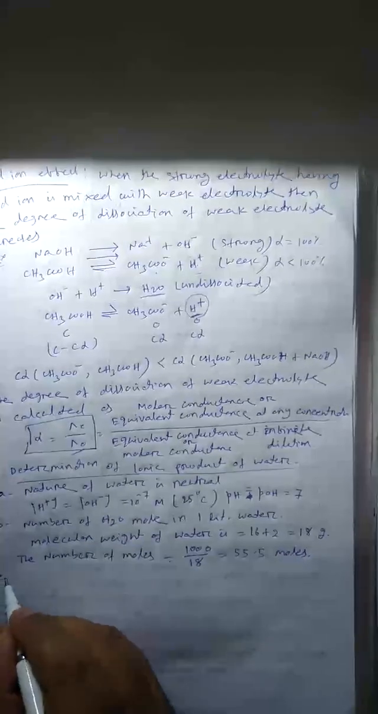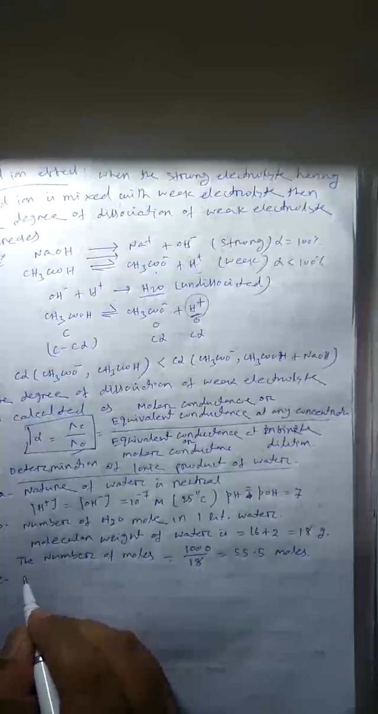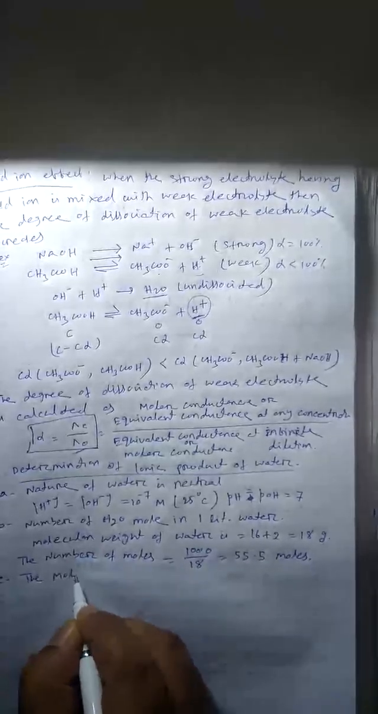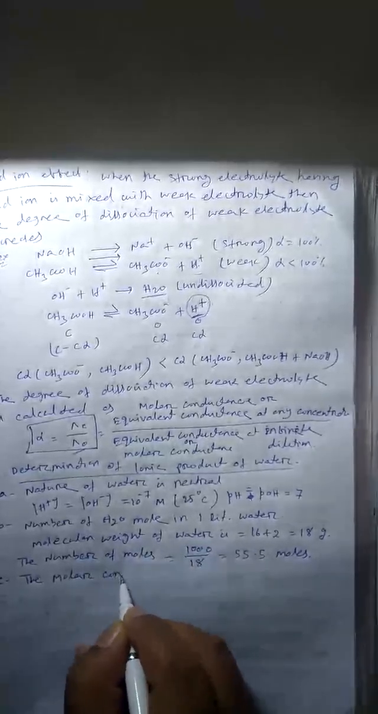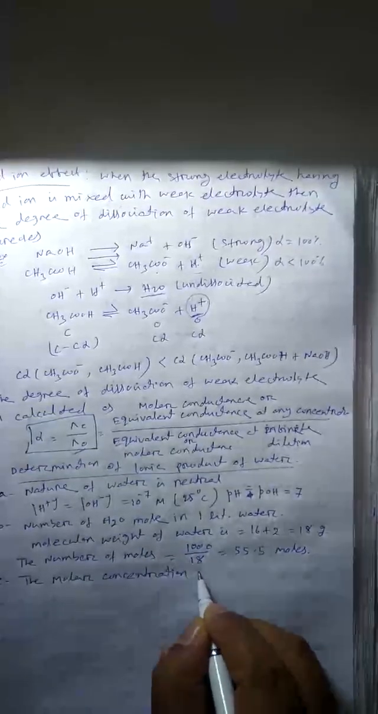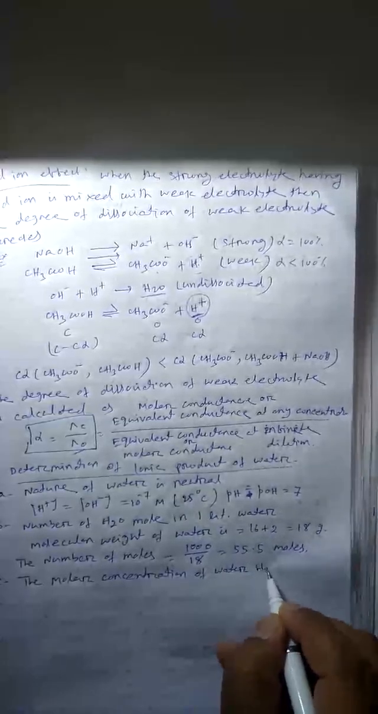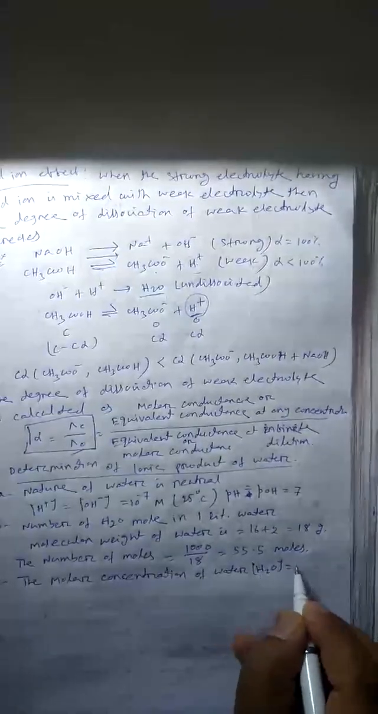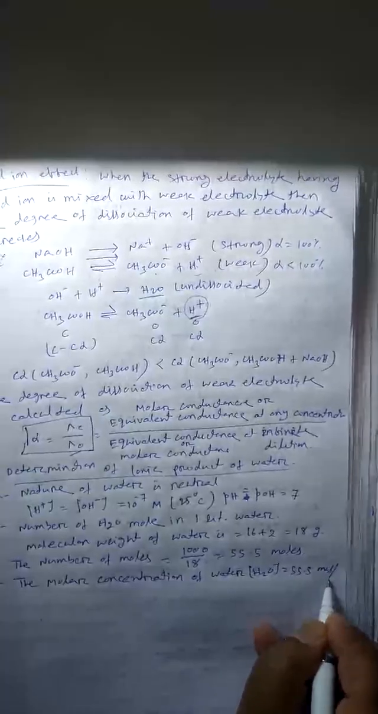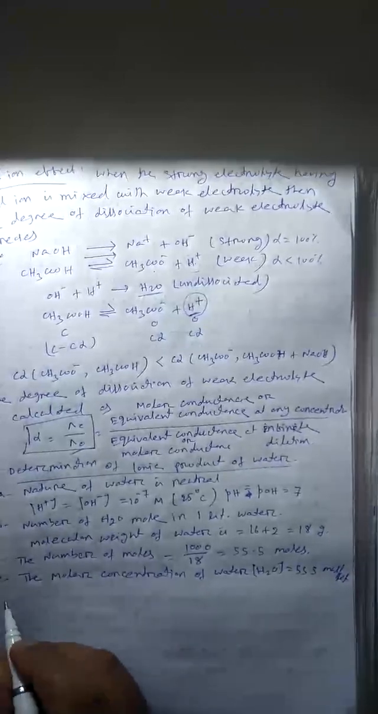Then C, the molar concentration of water. That means the water concentration is equal to 55.5 mole per liter. This is the concentration of water, 55.5 mole per liter.